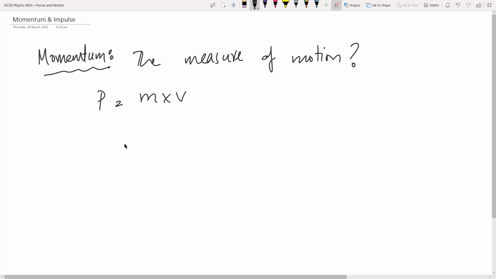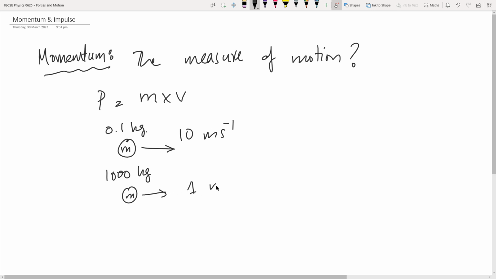Consider this example. I roll a small ball, right? It's a mass which is going at, let's say, 10 meters per second. I think you'll be able to stop it if it's 0.1 kilogram, right? But what if you have 1,000 kilograms of a mass moving at just 1 meter per second? Which one is going to be harder to stop? I think this is going to be harder to stop, because that's a lot of mass to stop.